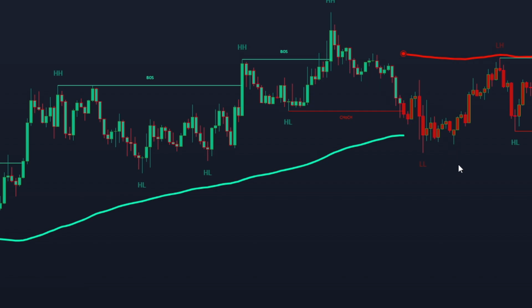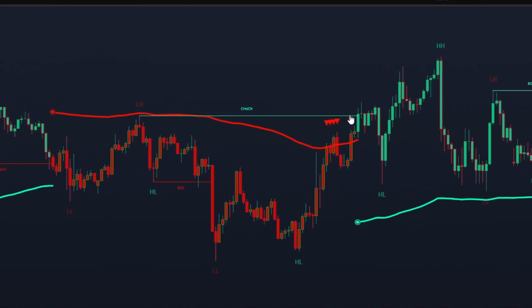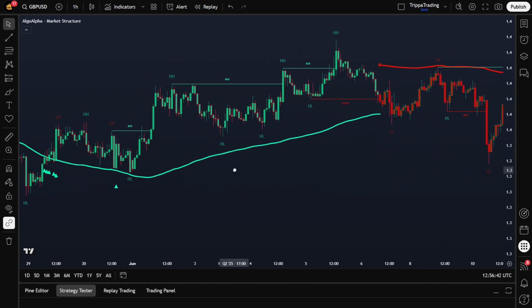The same thing applies in reverse. If we're in a downtrend and price breaks above the most recent lower high, the indicator prints a CH line in the opposite direction. This simple structure labeling, along with BOS and CH/OCH signals, gives you a crystal clear roadmap of how the market is moving and when it's shifting gears. Now let's talk about the extra edge this indicator gives you.